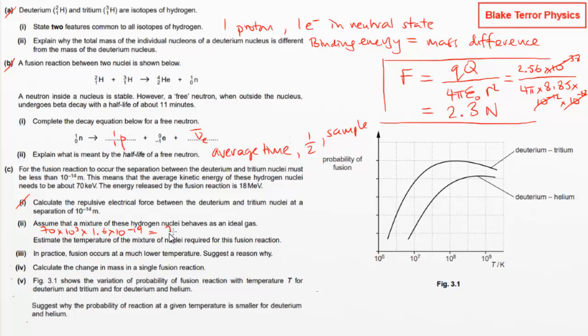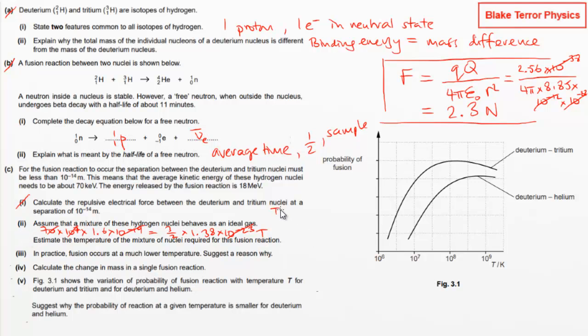So that's got to be equal to our 3/2 kT. So 3/2 multiplied by 1.38 times 10 to the minus 23 multiplied by T. So let's solve that for T, which is going to come out quite high. So we've got a 10 to the 4 there, so that becomes 10 to the 7, then 10 to the 8 with all of that.